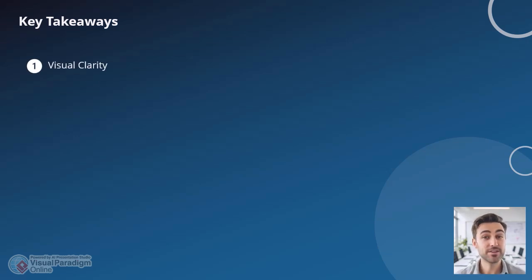Diagrams provide a clear visual representation of processes. This helps stakeholders understand complex logic without needing to read lengthy technical documentation.